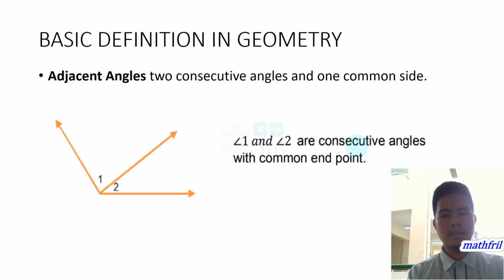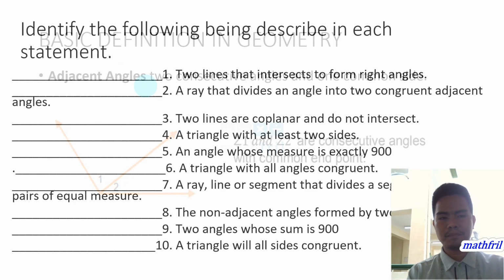Adjacent means they are neighboring, consecutive. For example, angle 1 is adjacent to angle 2, meaning they share one common endpoint. So what's the endpoint here? This is the endpoint that 1 and 2 share. That is what we call adjacent angles.